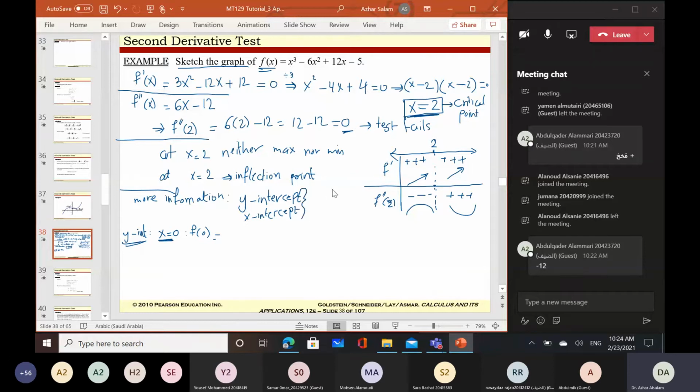The y-intercept and the x-intercept from f of x.